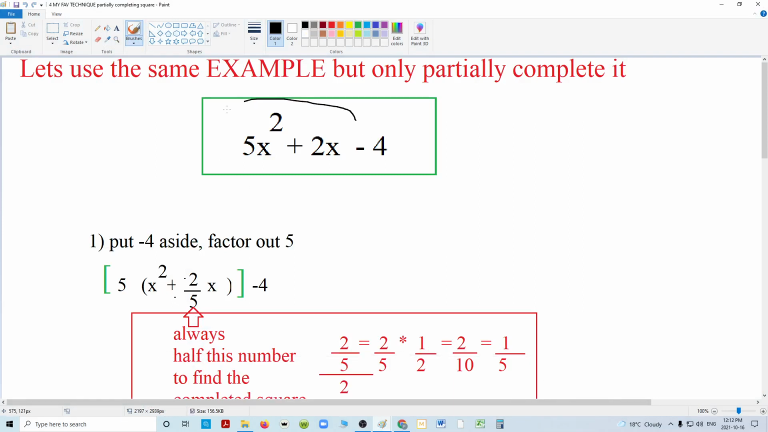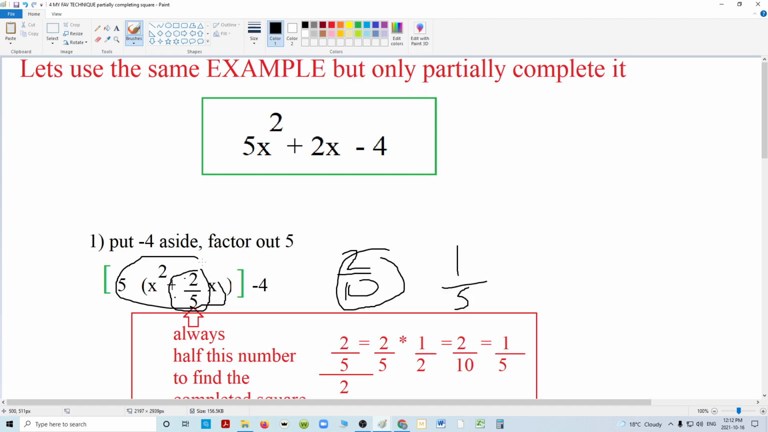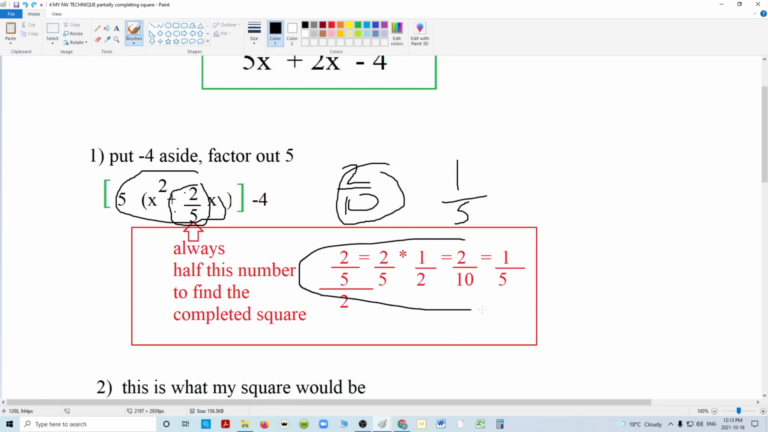Let's use the same example we just did. Let's put the minus 4 aside, and we're going to factor out the 5, and we get this tough little thing here that we had to divide by 2, which we learned is 2 over 10, simply doubling the bottom denominator, which is 1 over 5. So that means the half of 2 over 5, which is hard to see, is 1 over 5, which makes sense, though. When I multiply that by 2, it's 2 over 5. So 1/5 is indeed the half, right? So I can do it the long fraction way.